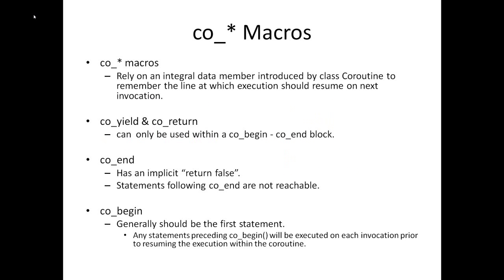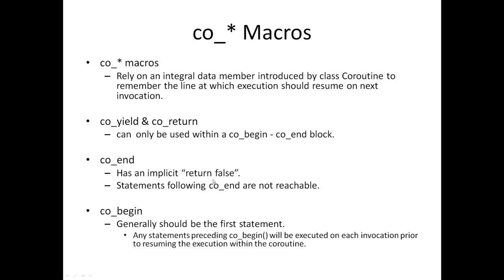Take a brief look at the macros we've used to define coroutines. We have basically 4 macros: co-begin, co-end, co-yield, and co-return. These macros rely on an integral data member, which is introduced by the class coroutine, which is the base type. It uses this integral data member to remember the point at which execution should resume on next invocation of the coroutine. The yield and return macros should only appear within a begin and end block.